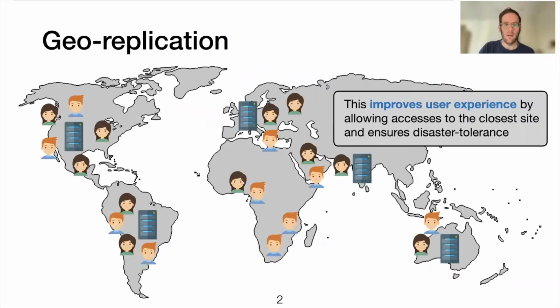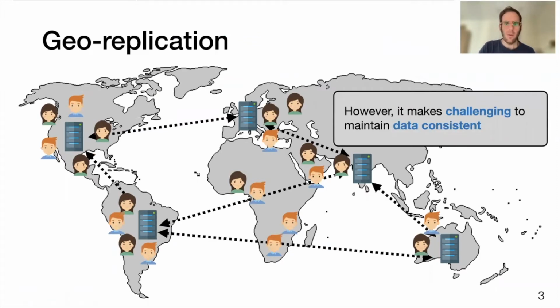And geo-replication helps improve user experience by replicating the servers across different geographical locations and letting clients access the closest site. However, it makes it challenging to maintain data consistency.